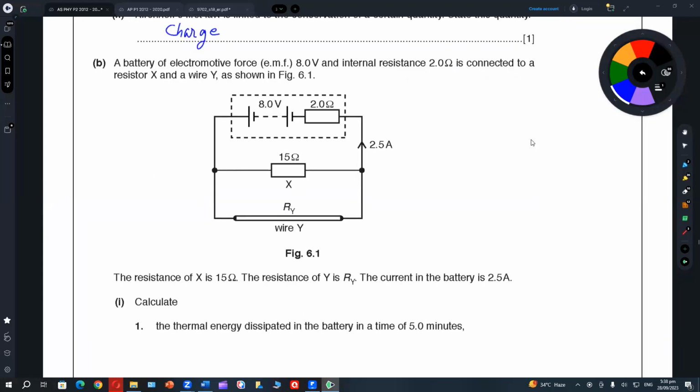A battery of electromotive force 8 volt and internal resistance is connected to a resistor X and a wire Y as shown.